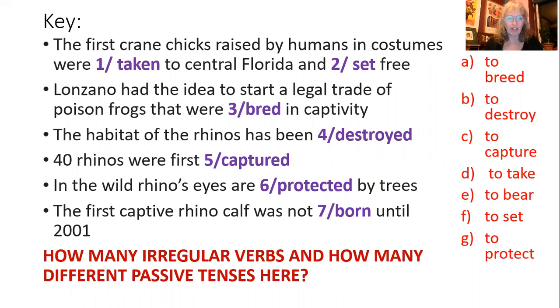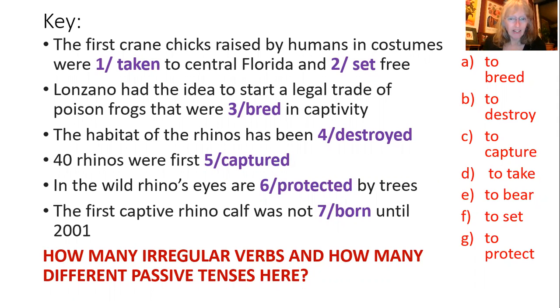At the bottom, there are 2 questions in red. I want you to pause and discuss how many irregular verbs and how many different passive tenses. Discuss with your partner, 3 or 4 minutes. Pause now. Okay.